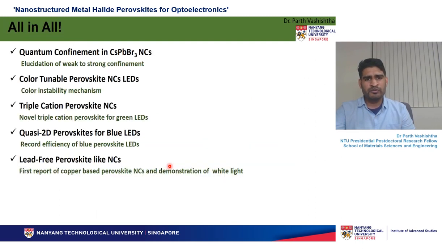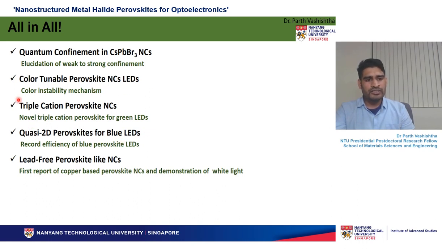So what I conclude from all in all here, what all we did here, we did make some cesium lead bromide with quantum confinement. We showed the weak to strong confinement in cesium lead bromide, one of the first studies, basically clear evidence from transient absorption spectroscopy, Brus equation. We also made some color tunable perovskite LEDs, blue, green, red from nanoparticles, and from there we studied the ion migration. Basically, we studied how the color instability happens in these LEDs. We gave the reason as a field-driven ion migration.